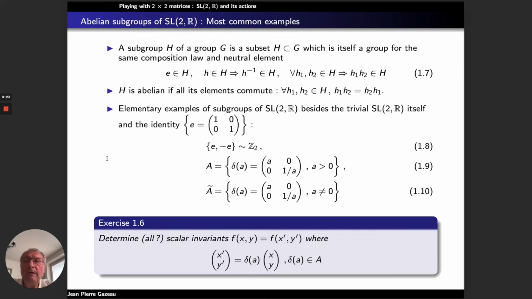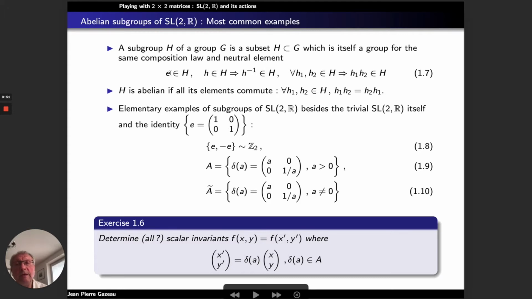Now, let's consider a set of interesting subgroups of SL2R. I will start with the most common examples. But first, what is a subgroup? We say a subgroup H of a group G is a subset H in G, which is itself a group for the same composition law and neutral element.